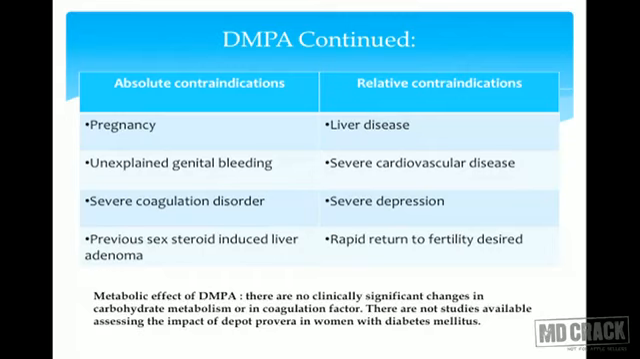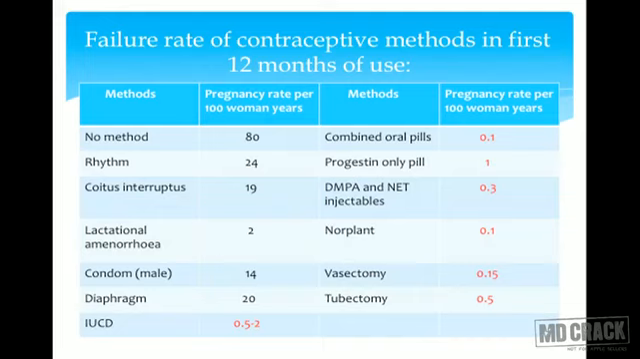Other things like cardiovascular diseases and depression are contraindications for the use of DMPA. Failure rate, again, we have seen all of them now. So let's revise the table. The least failure rates are seen in combined OC pills, which are very commonly used in India.